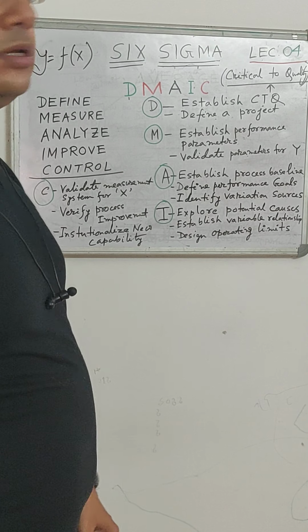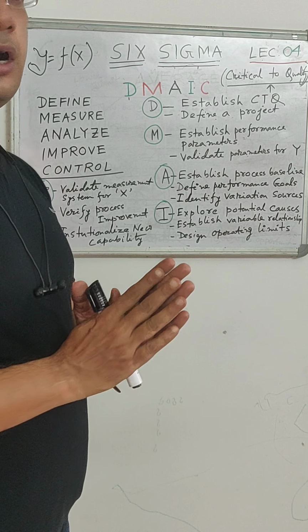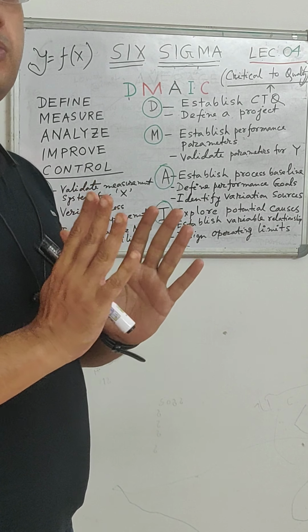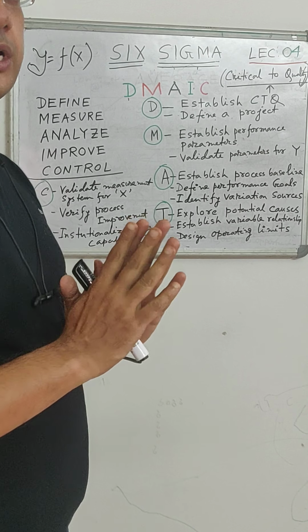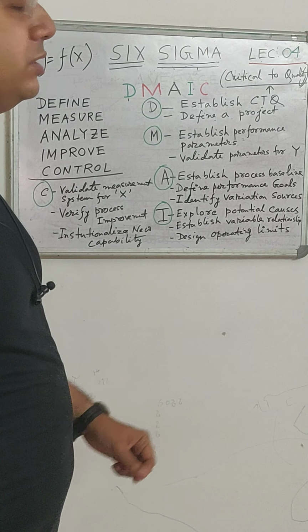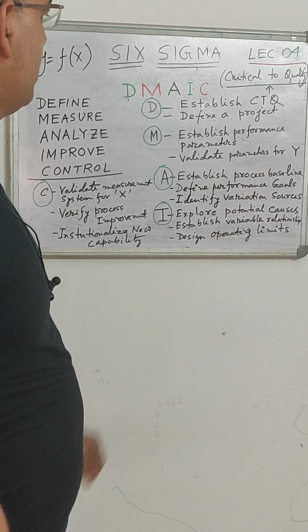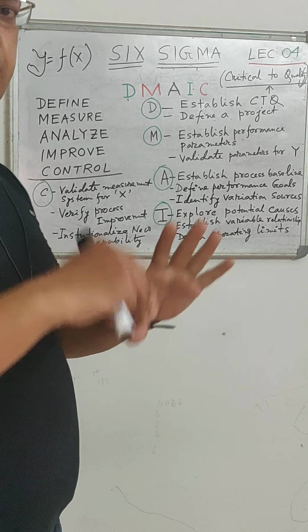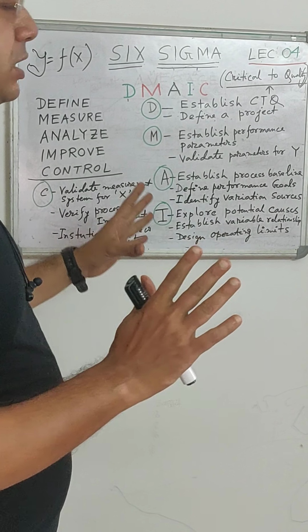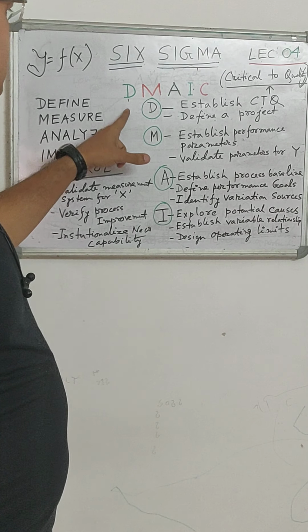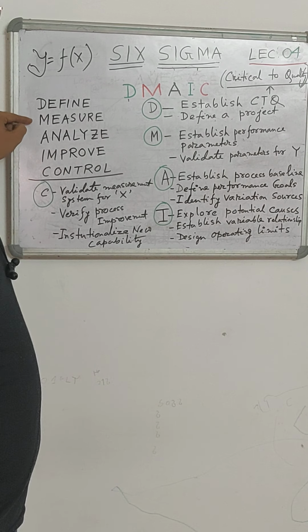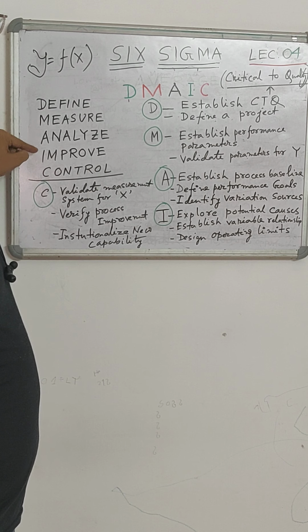In this lecture we will talk about how to proceed with Six Sigma, what methodology we use to run Six Sigma. The methodology we use to run Six Sigma is DMAIC. This is similar to other projects. Any project you run, you need to define the project. D means define, M means measure, A analyze, I improve, C control.